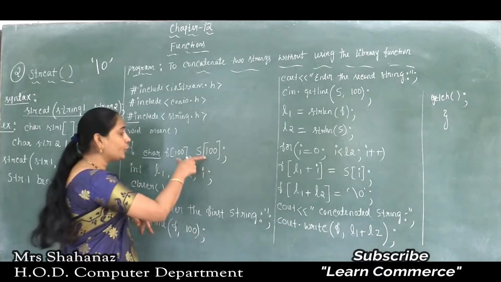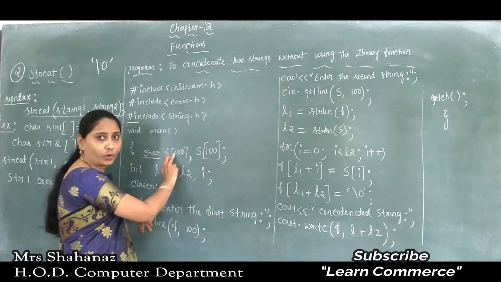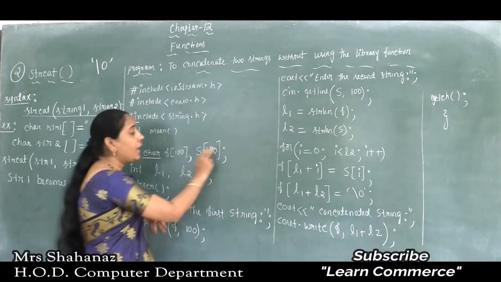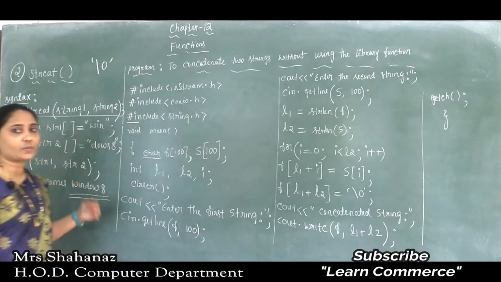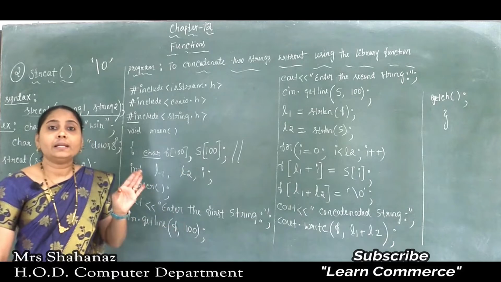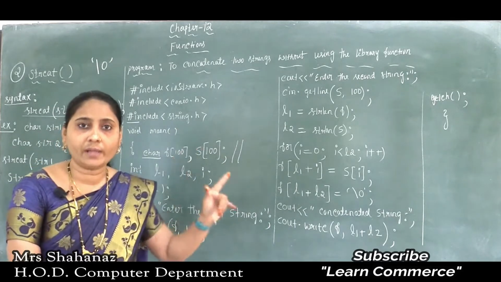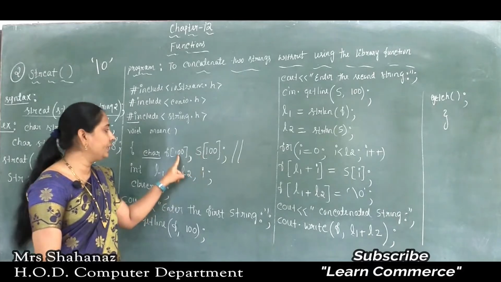So here 2 strings are there, and I used a comma in between, correct? I used the comma in between and the statement is terminated by using the semicolon. Clear this one? So what comment line can we write? The comment line is the declaration of string 1, that is F, and string 2, that is S, with their size.